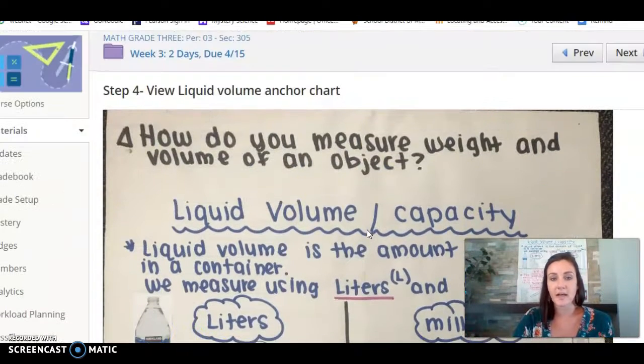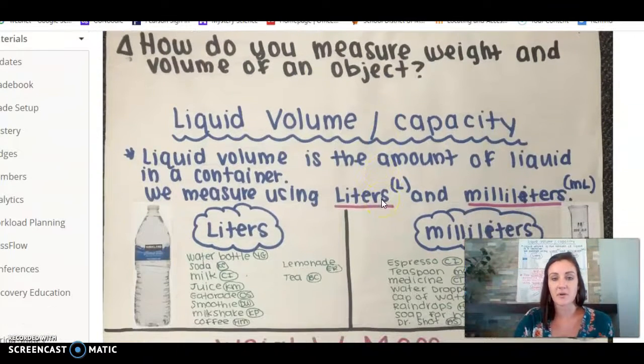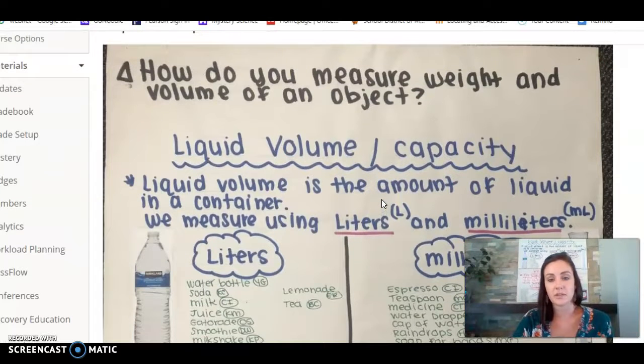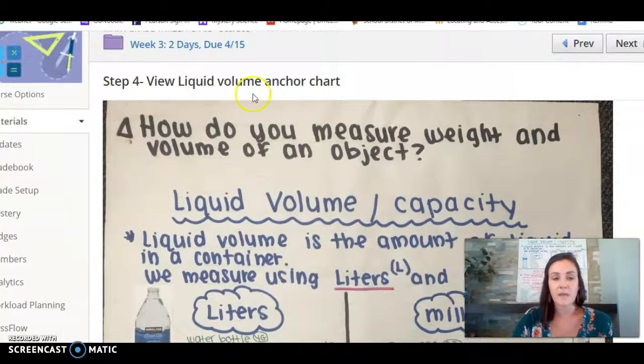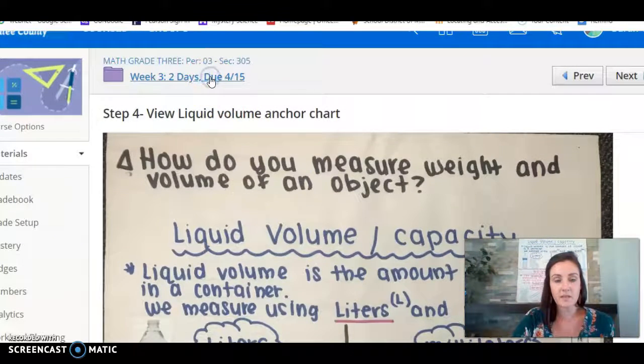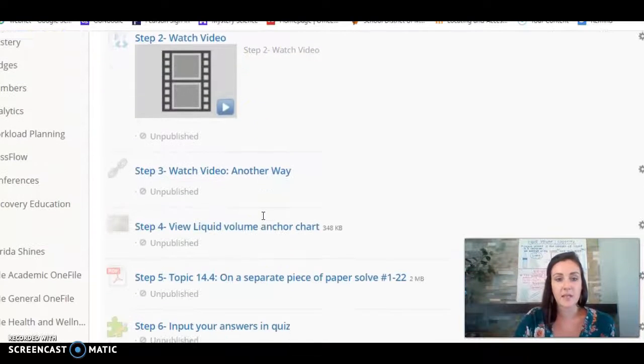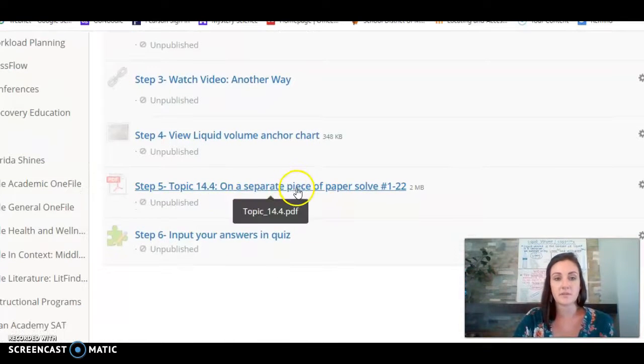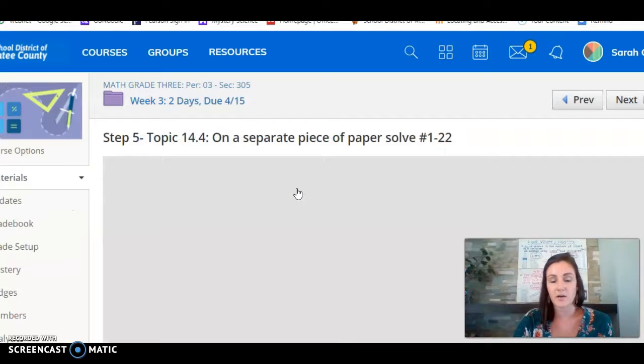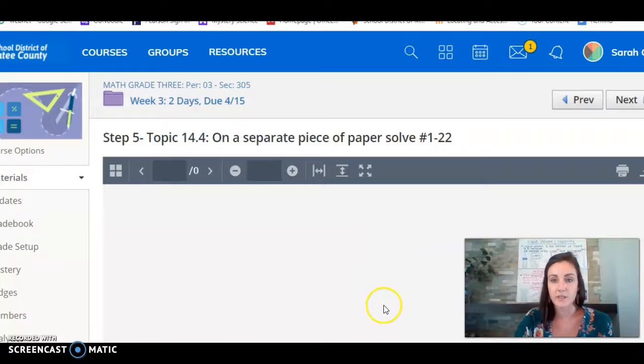I did those with my class last year, so they gave me some examples of liters or milliliters, what you would measure with each of those. If you want to come up with some on your own as well. So it's an anchor chart that you can refer back to, and then we go into our steps. You're on a separate piece of paper to solve numbers 1 through 22.